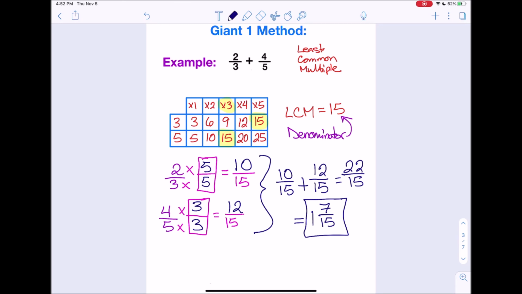Okay? So that's the giant 1 method. Your goal is to convert or change the fractions by multiplying by a giant 1 to make equivalent fractions that will now have a common denominator so you can add them together. Okay? And the fractions now have the same parts, right? 1/15 and 1/15 are equal. So if we have 10/15 on one side and 12/15 on the other, we can add them together.